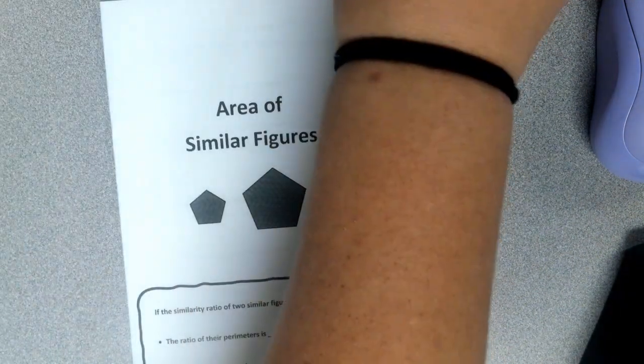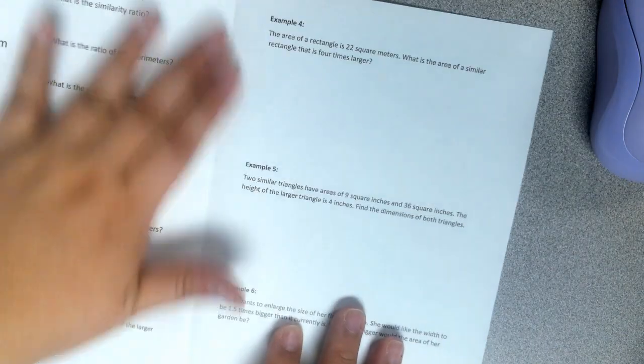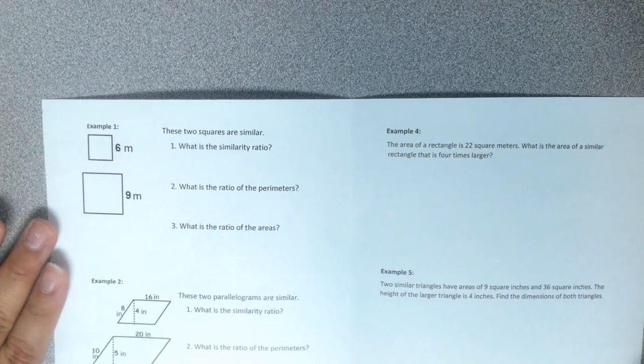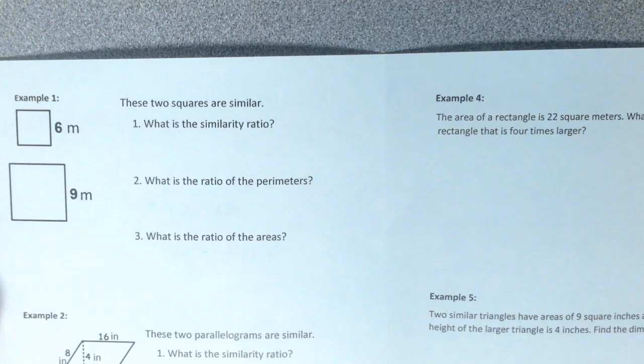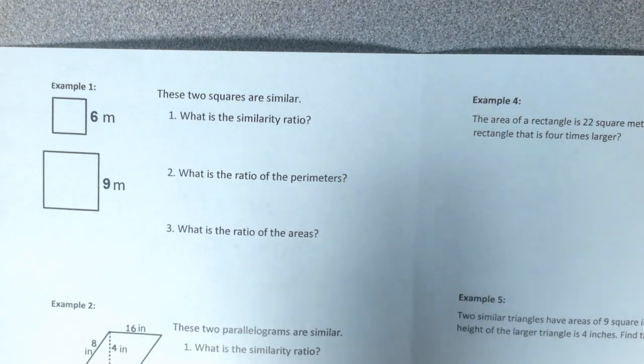Okay, we're going to start today not on the front page. I need you to open up your notes, please. So, it says we have two squares that are similar. What does that mean? Same shape, different size. Okay?